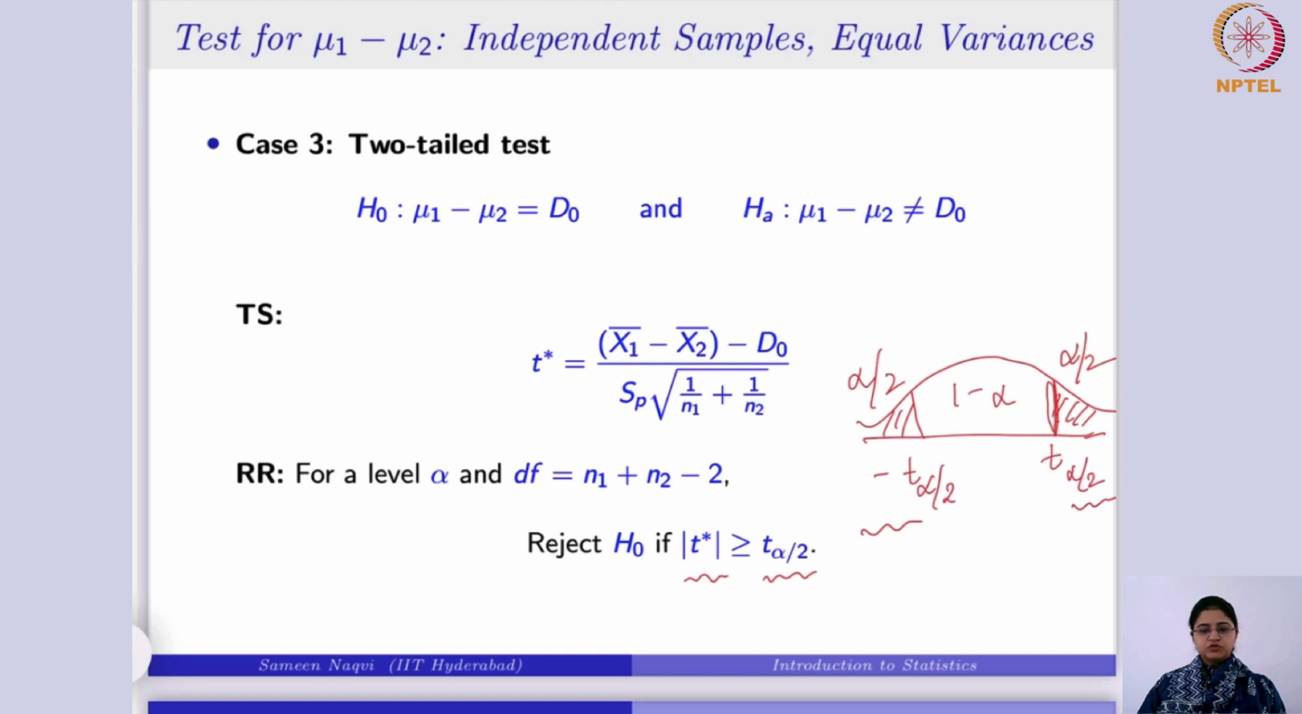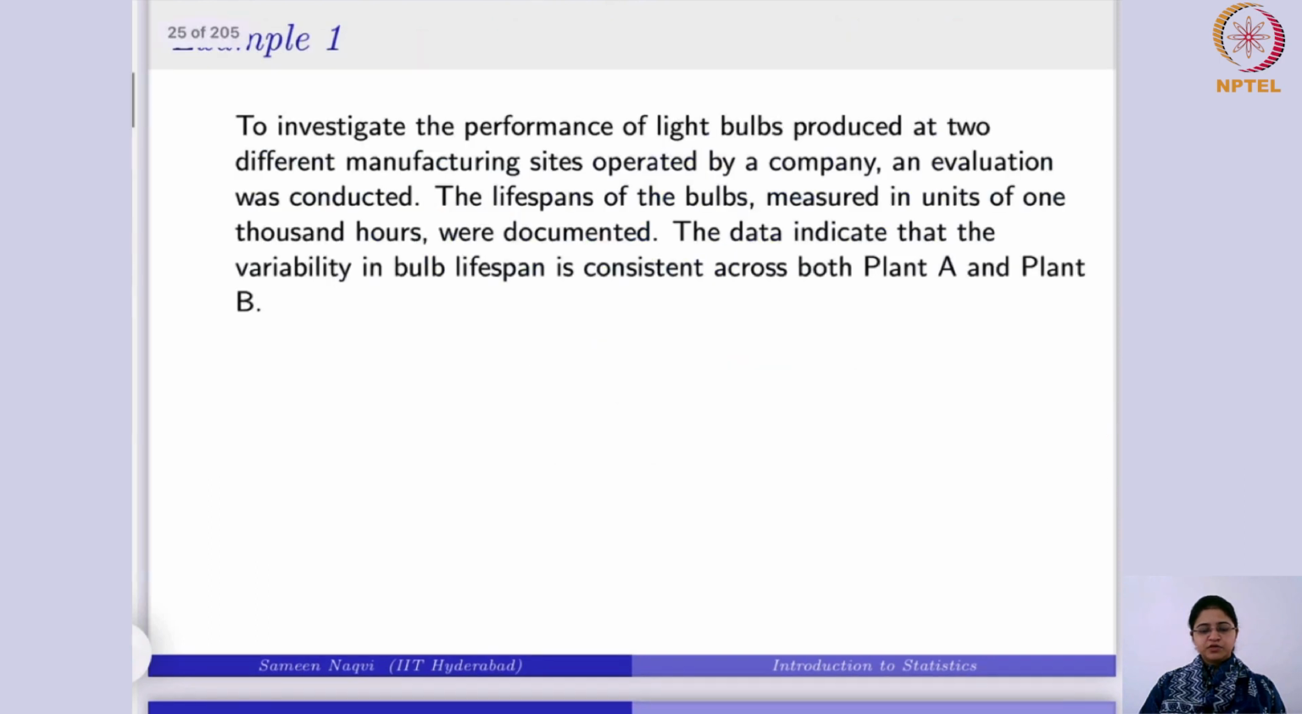Okay. So this is how you can perform different tests for the difference of the two means whenever you have independent samples coming from the normal distribution and you have equal variances, right? Since the moment we say equal variances, then we know that if it is unknown, then it has to be estimated using the pooled variance or pooled standard deviation. Okay. So now let us consider an example over here.